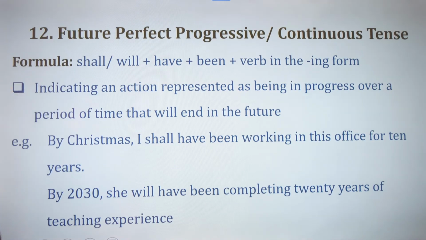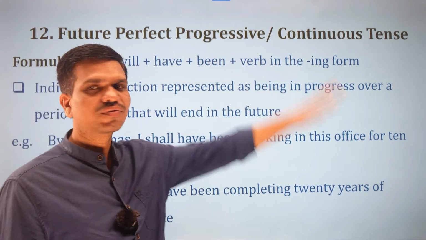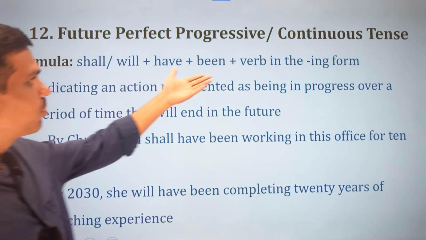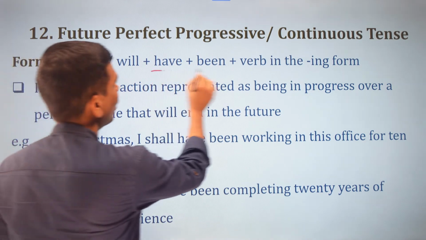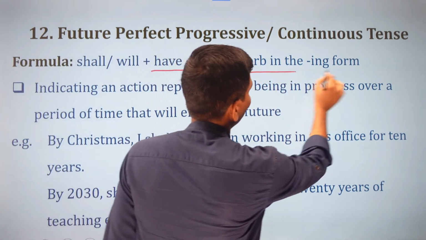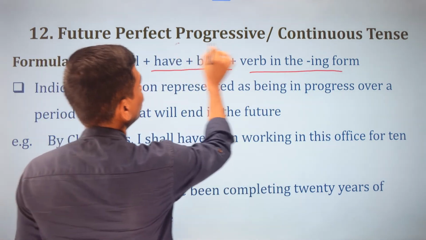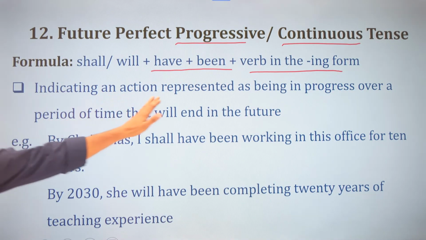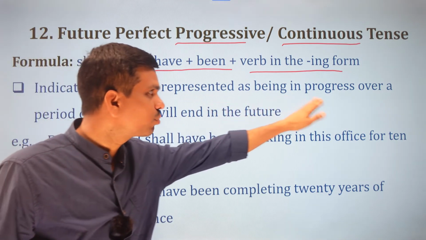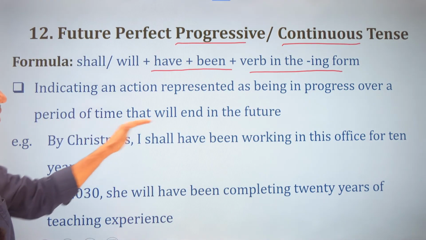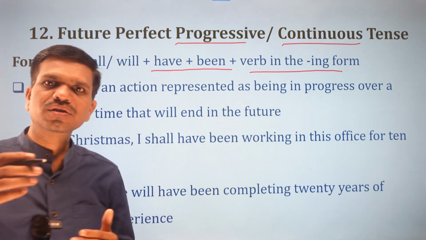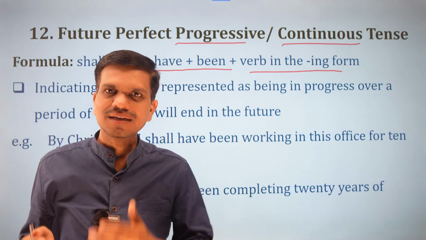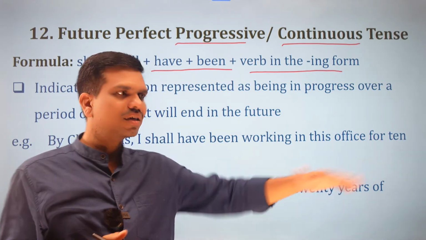And the last tense here we have is future perfect progressive or future perfect continuous tense, and the formula is shall, will plus have plus been. Now here you see have plus been is used and the verb is in the ing form. Why? Because it is progressive or continuous, right? And it is used indicating an action represented as being in progress over a period of time that will end in the future. So the action will start in the future and also be completed in the future, but it is in a continuous situation or continuous position.